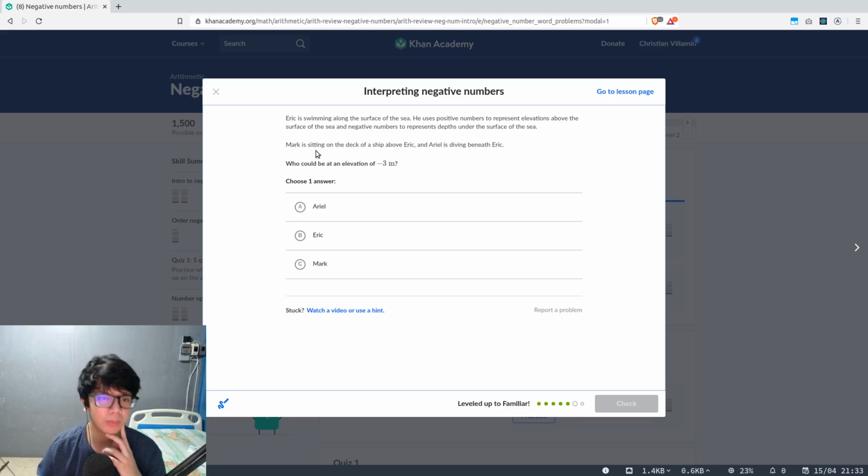Wait. Mark is sitting on the deck of the ship above Eric, and Ariel is diving beneath Eric. Who could be at elevation -3?